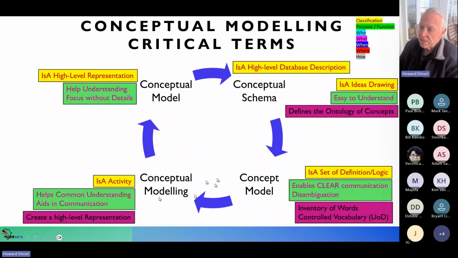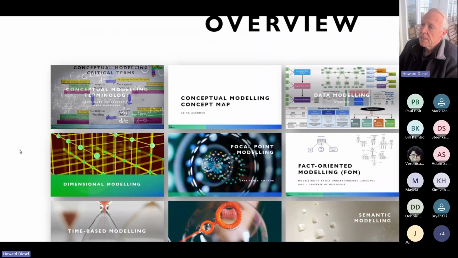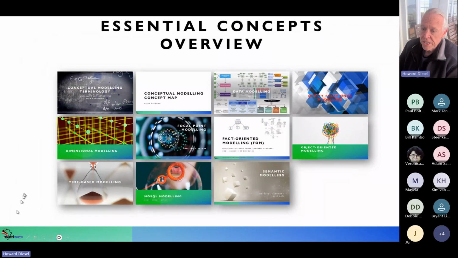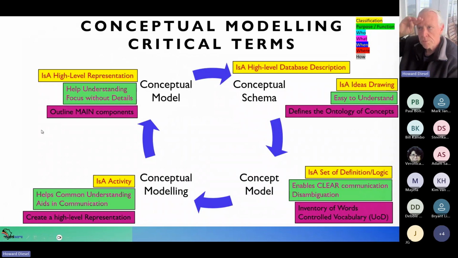Then we have the conceptual modeling, which is the act of creating a high-level representation. And the conceptual model is an outline of the main components. It's not everything. And I wanted to stay away from abstract because we can get into all sorts of challenges or misunderstandings around the term abstract. Okay, so that was the terminology. Are there any questions around that reflection of the critical terms in conceptual modeling?